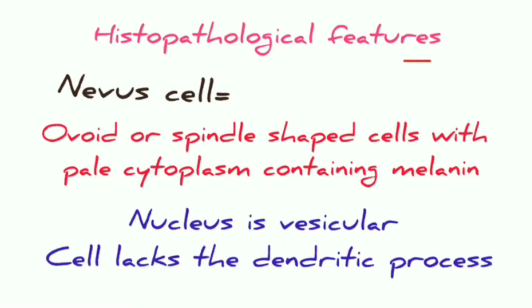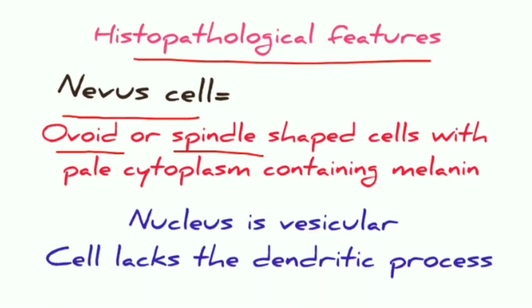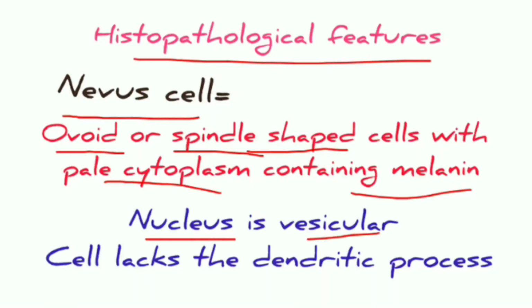Now let us see the histopathological features of this nevus. First let's see what is a nevus cell. The nevus cells are usually ovoid or spindle shaped cells with pale cytoplasm containing melanin in them. In these nevus cells, the nucleus is vesicular. The cell lacks dendritic processes.